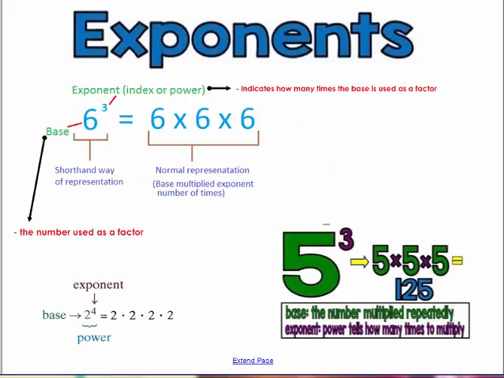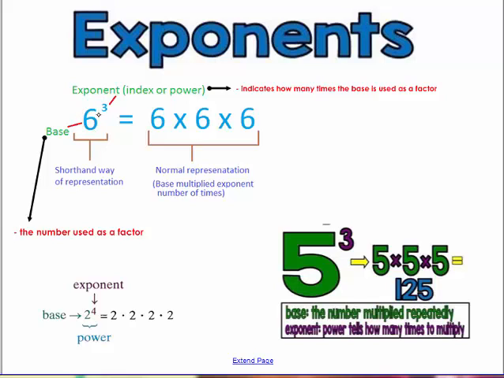Now let's do a quick review of exponents. We talked about this when we were doing powers of 10. Exponents are the little numbers that are in the top right corner of a number. That is called an exponent. It also has 2 other names, index or power, and this indicates how many times the base is used as a factor.